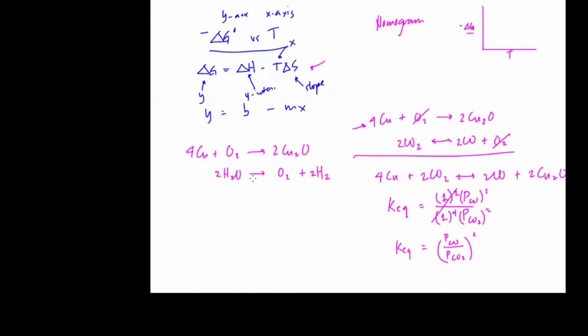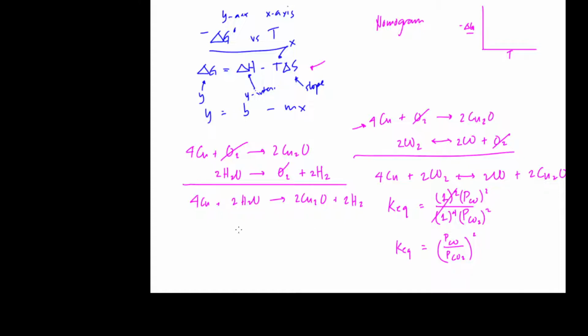2 times 2 is 4. Then, 2 times 1 is 2. And this is already 2. Okay? So, if we balance this out, the O2 will cancel. So, this gives us 4Cu plus 2H2O yields 2Cu2O plus 2H2. Again, we're working at very high temperatures, so H2O and H2 are all gases.